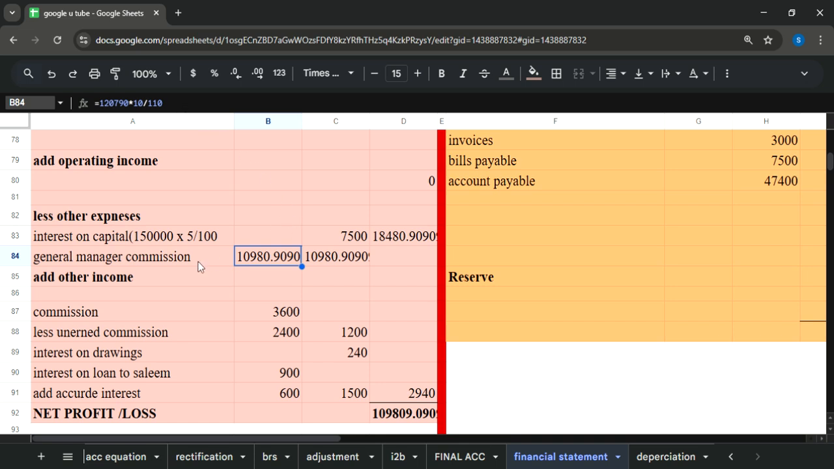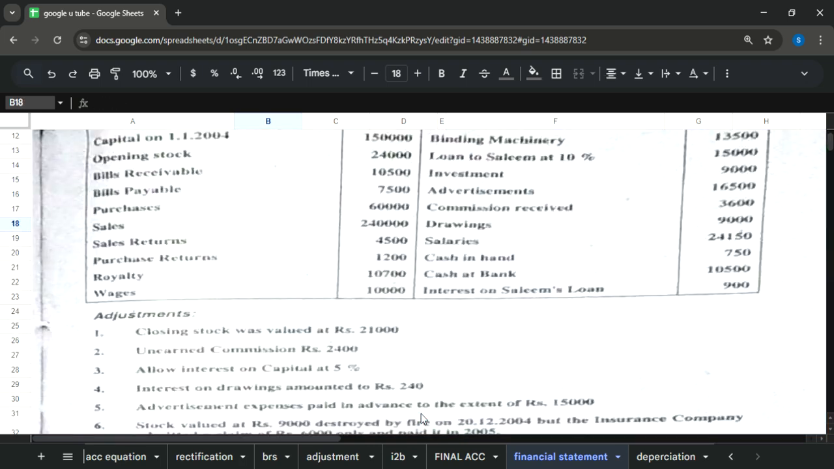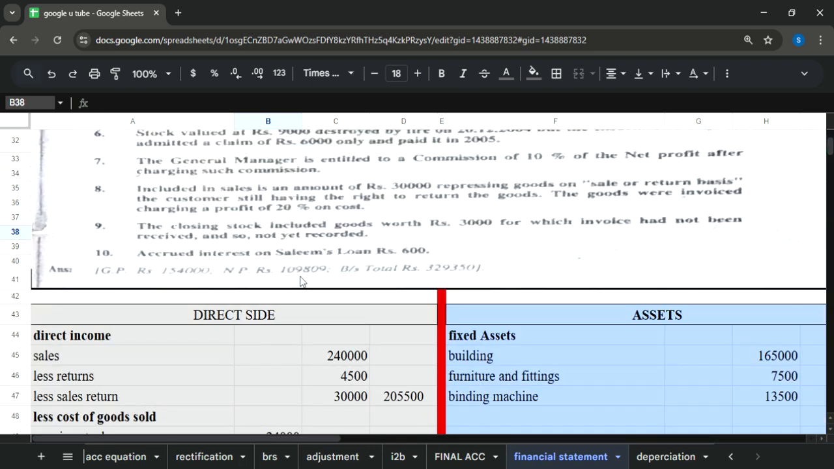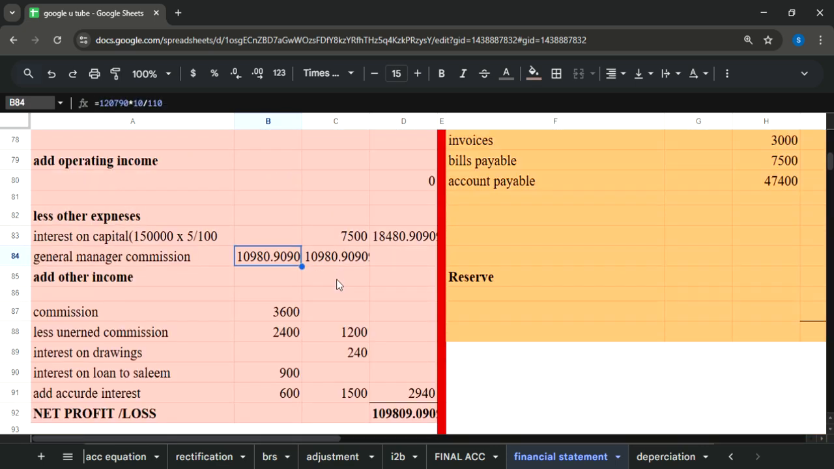And since this general manager commission is supposed to be paid, it's an expense, other expenses increase, and you have finally calculated your net profit. So the amount of net profit is 109,809. Let's check it against our answers. And here you can see 109,809 is your net profit. Second thing, since it was not present in the question, we have just calculated it. So you will be writing it on the liability side as well. GM commission.